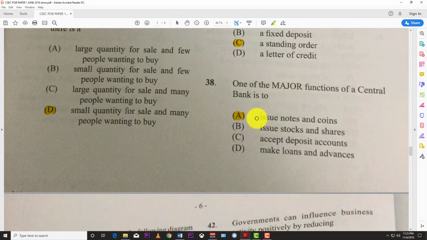38. One of the major functions of a central bank is to issue notes and coins. So that's A. Accept deposits, that's a commercial bank. Make loans, that's a commercial bank. And issue stocks and shares, that's not a bank thing. They normally issue treasury bills.